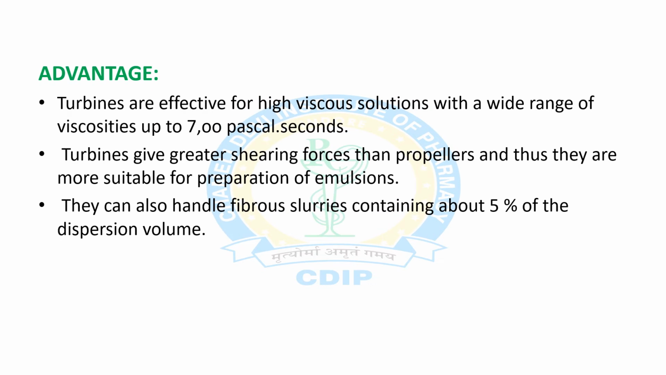Now the advantage of the turbine mixers is they are effective for highly viscous solutions with a wide range of viscosities up to 700 pascal seconds. These turbines give greater shearing force than propellers, and thus they are more suitable for the preparation of emulsions. They can also handle fibrous slurries containing about 5% of the dispersion volume.